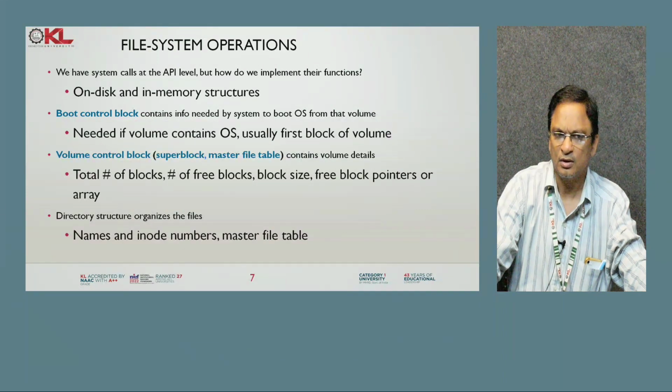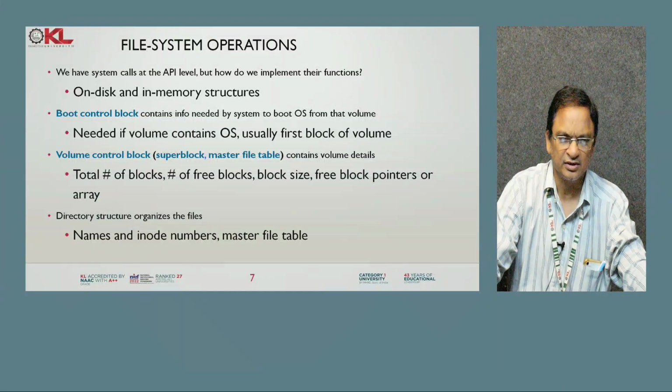The boot control block contains information needed by the system to boot the operating system from the particular volume where exactly the data has been stored, and is needed if the volume contains the operating system. Usually it will be the first block of the volume, and the volume control block will have details like the total number of blocks, the number of free blocks, block size, and free block pointers or the array of the pointers. And the directory structure organizes the files, names and inode numbers, and the master file tables, and these are very much necessary to track any particular file in the directory and the directory structure.